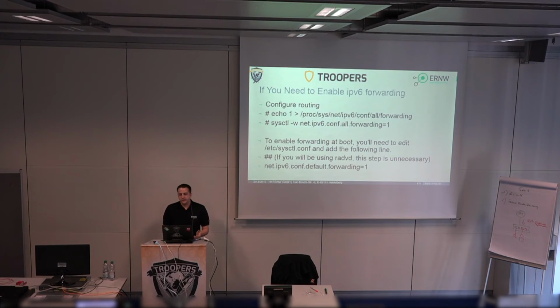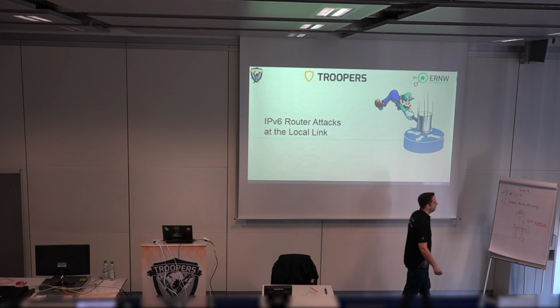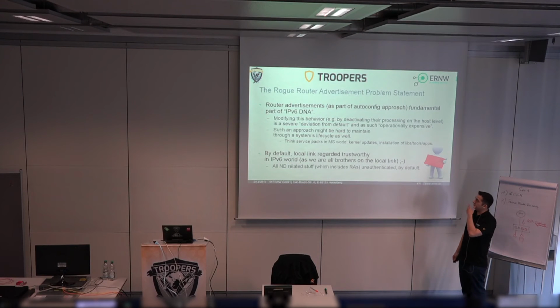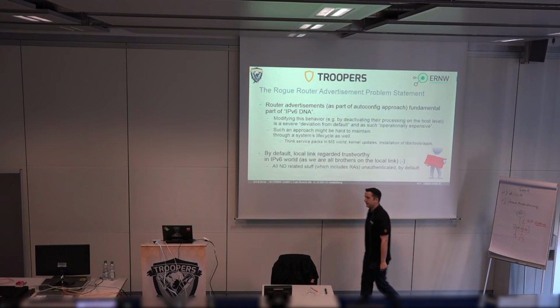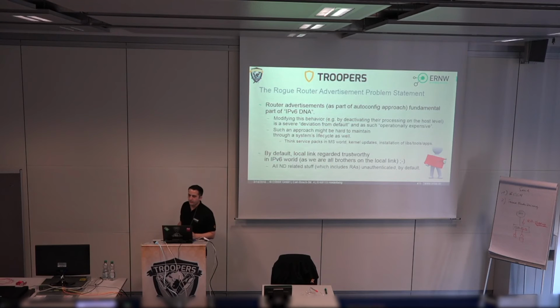So that's about it for the most relevant neighbor discovery related attacks. So let's continue with the router-based attacks. The general problem is, as we already discussed, the router advertisements are part of the auto-configuration approach and are a fundamental part of the IPv6 DNA. And by default, the local link is regarded as trustworthy.